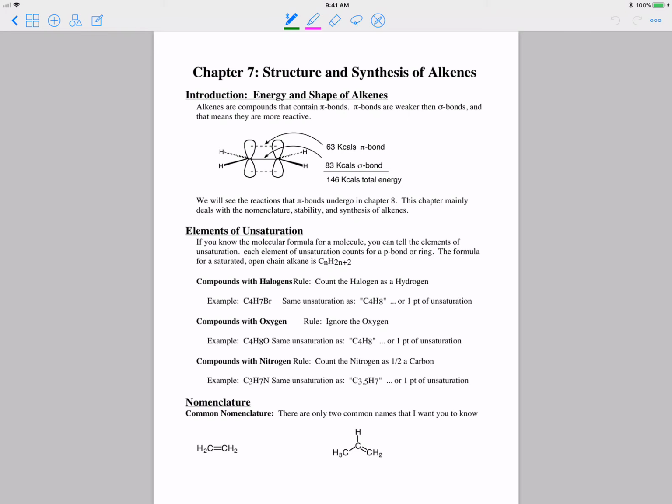What we're going to see is that Chapter 7 is a very short chapter. There's only 5 pages, so we'll go through this fairly quickly. But there are a few important concepts that we need to get.